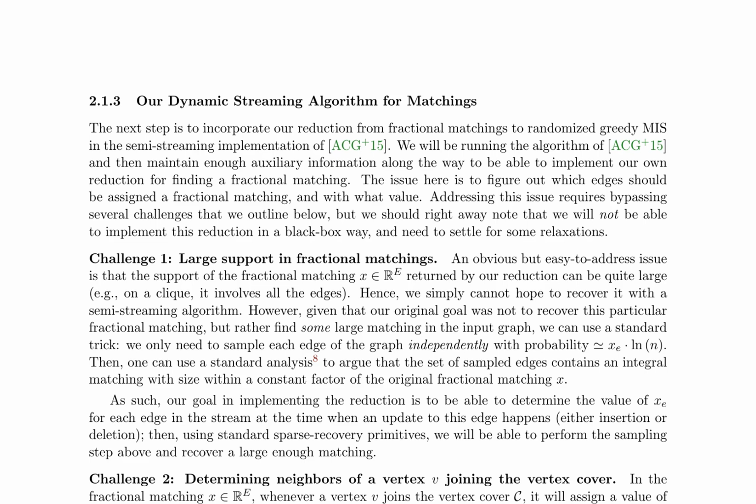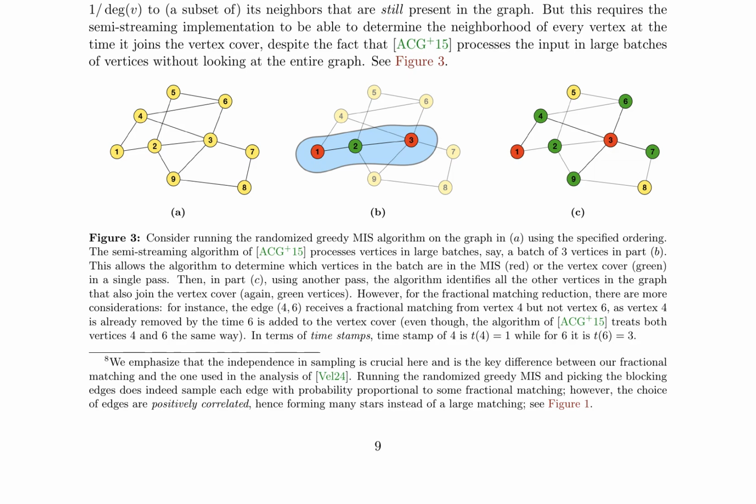To address these challenges, the authors propose several solutions. First, they use a standard trick to sample each edge of the graph independently with probability approximately z log n / n, where z is the value of the edge in the fractional matching. This allows them to recover a large enough matching.